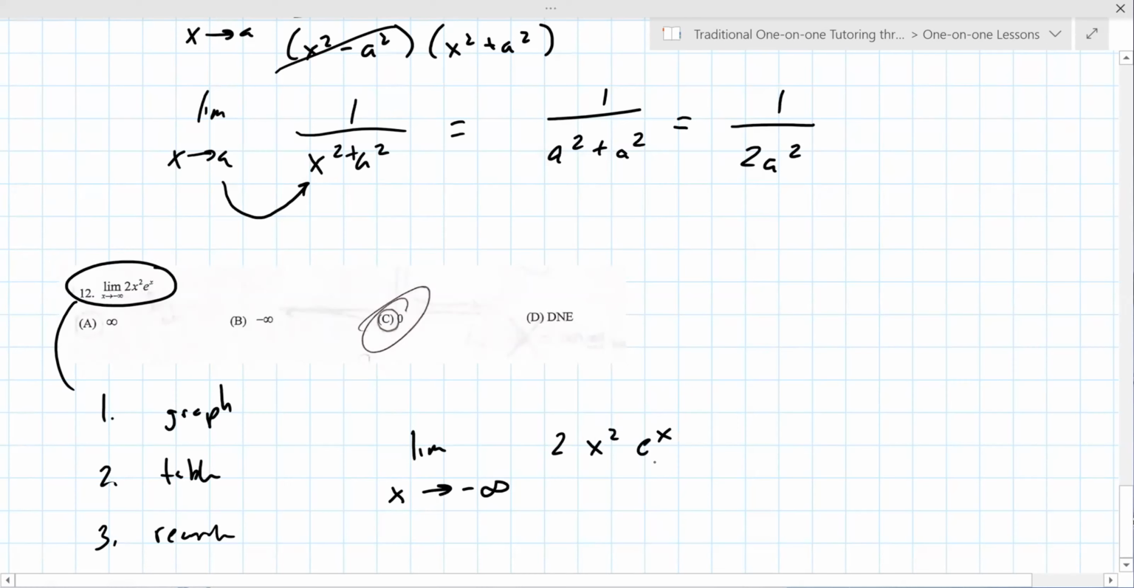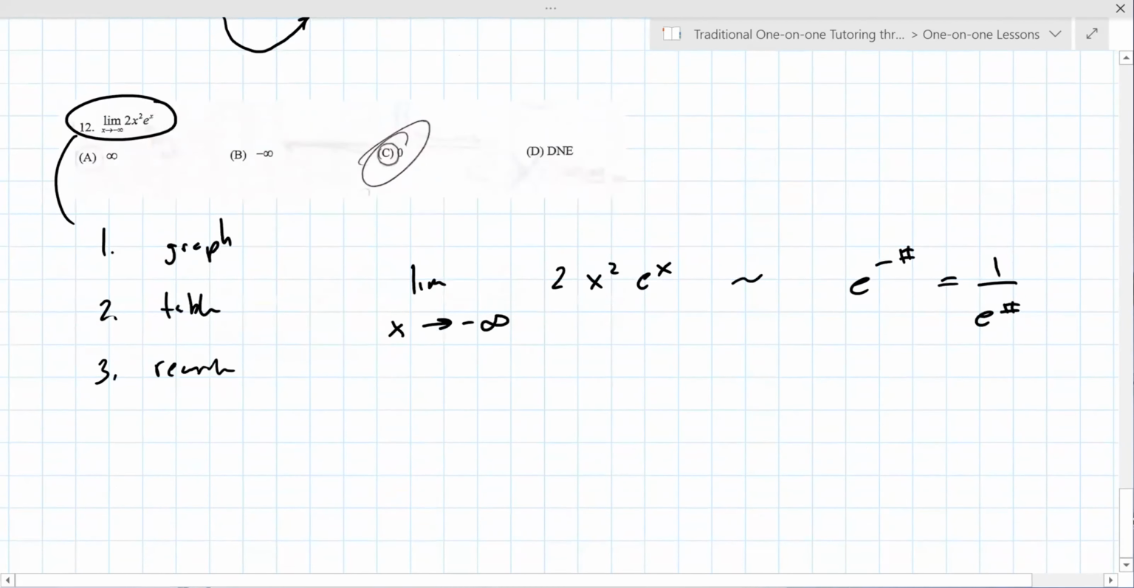But this e to the x, let's just say it's e to a negative number. Okay, e to a negative number means it's 1 over e to that number. So at negative infinity, this thing looks more like the following: limit as x approaches infinity of 2x squared over e to the x.